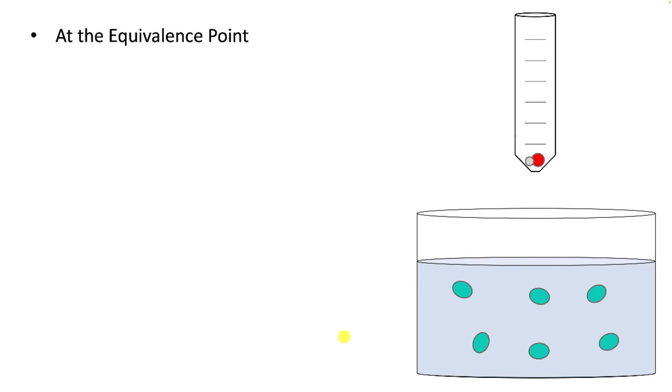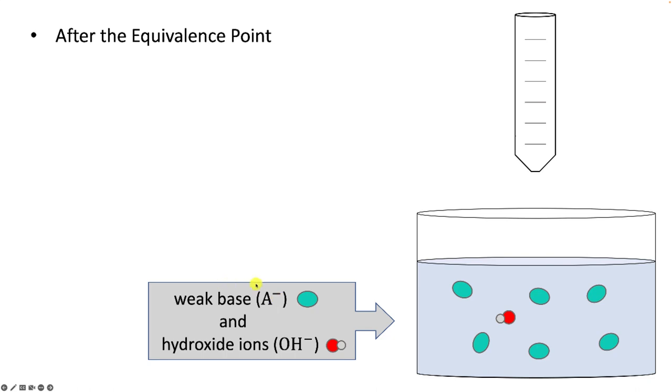And then if we add more OH minus, we now move past the equivalence point. The solution will be more basic, and we still mostly have A minus, but we're now getting more and more significant concentrations of OH minus, and the solution will get much more basic as we move past the equivalence point. And that is it.